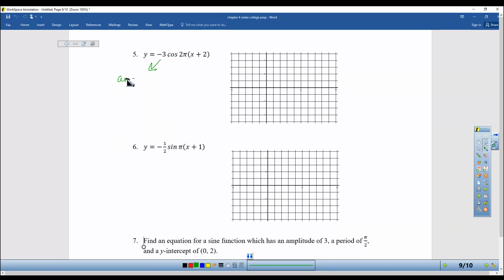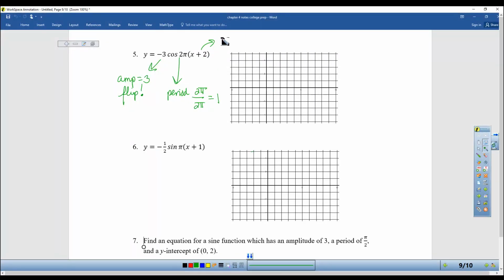Okay, the amplitude is 3, but also make a note to remember to flip it. My period is normally 2 pi for cosine, but we're going to divide by 2 pi. So the period is 1. So that's why it's on this kind of graph. Somebody would use this when they wanted to make a graph that didn't have pi's on it. They wanted to use a regular piece of graph paper.